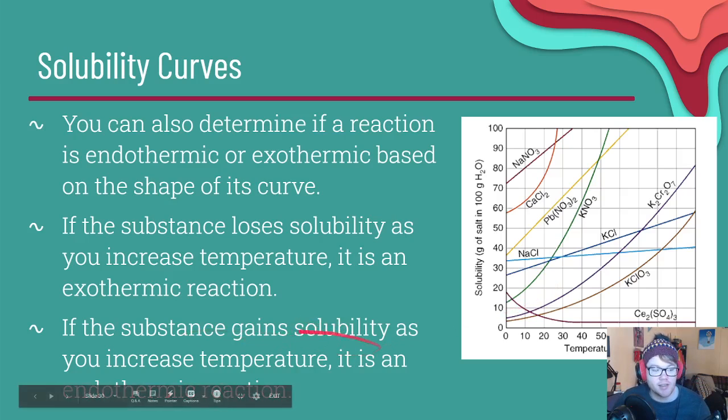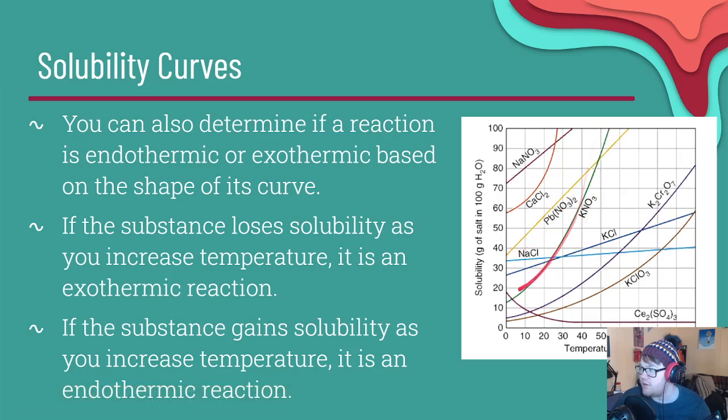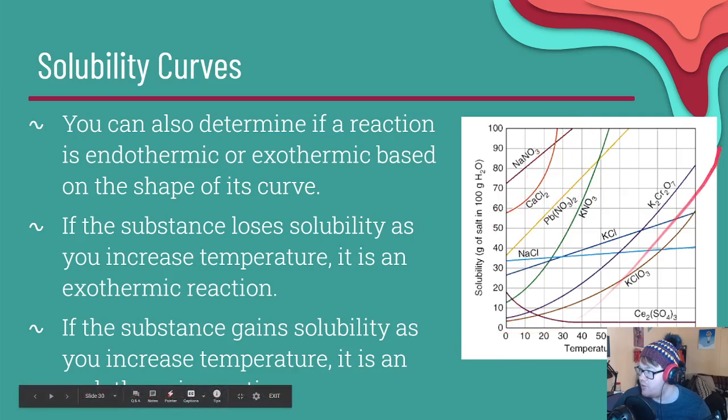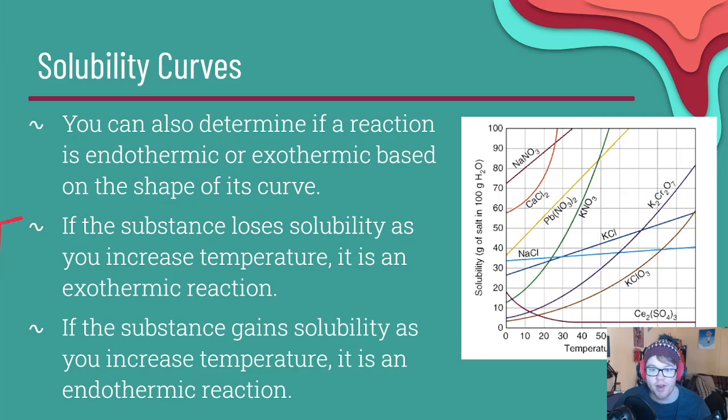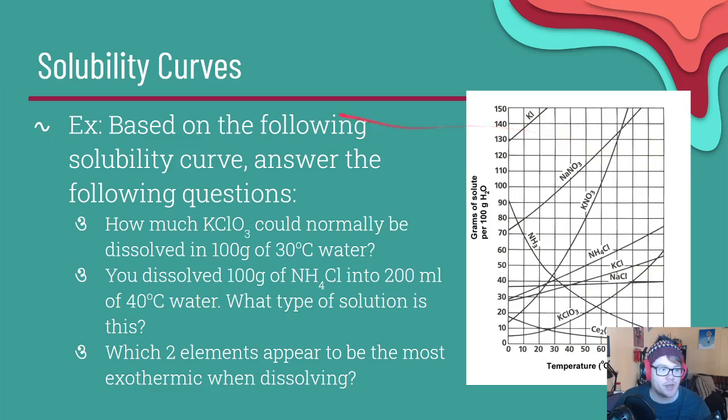If the substance gains solubility as you increase temperature, so if it goes up, then it is an endothermic reaction. So all of these would be endothermic. This one would be the only exothermic. NaCl is not very endothermic. It's a pretty small window. The band doesn't change that much. But this one is greatly affected by it. All the ones that slope upwards are very, very affected by temperature.